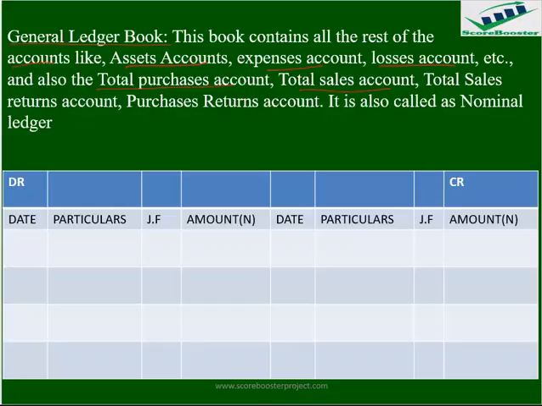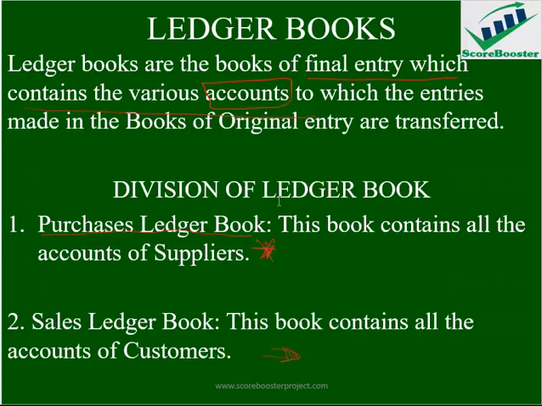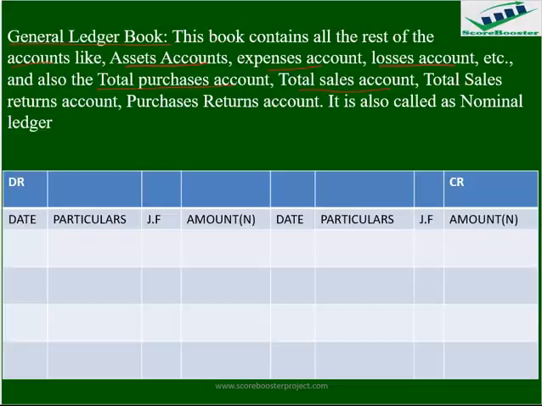However, in the purchases ledger it is only credit purchases and credit sales. But the general ledger has accounts of all. That is what we need to take note of. It takes care of accounts of all. I hope we are getting it clear.